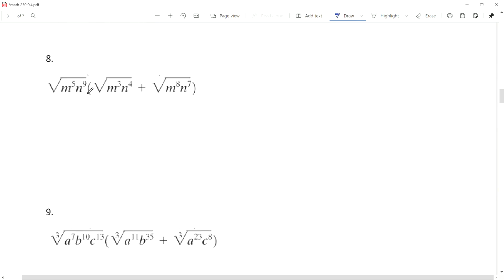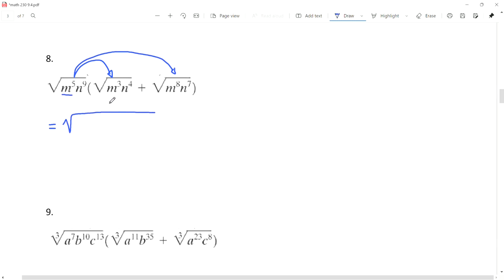In example 8, we'll use distribution again. Let's distribute the square root of m to the 5th times n to the 9th to both of these terms. And don't forget, we need to add the exponents if we're going to multiply them. M to the 5th times m cubed is going to give us m to the 8th. We'll use distribution to multiply m to the 5th times n to the 9th into each of these radicands. So this is equal to the square root.